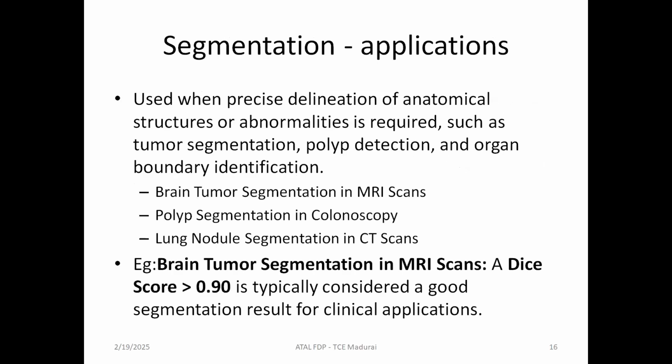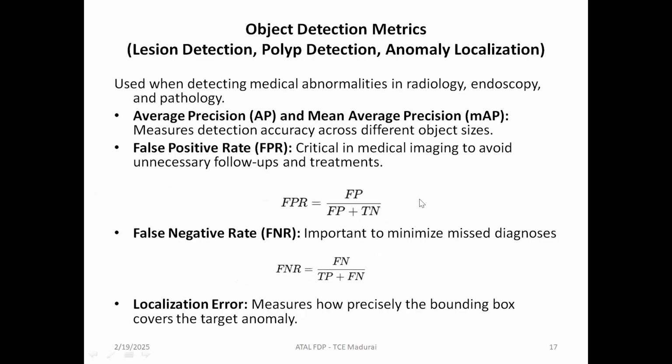Then we have a variety of applications under segmentation. So we can see some tumor segmentation or polyp segmentation and organ boundary identification. For all those things, we can apply the above said metrics. Here, in brain tumor segmentation, suppose a dice score is greater than 0.90, then typically we can consider it a good segmentation result for clinical applications. So for segmentation, we can make use of those metrics.